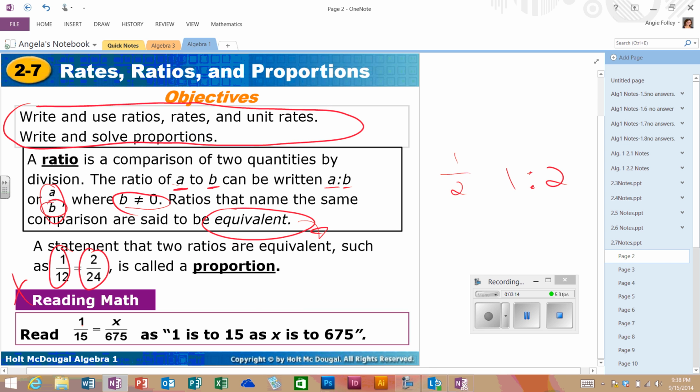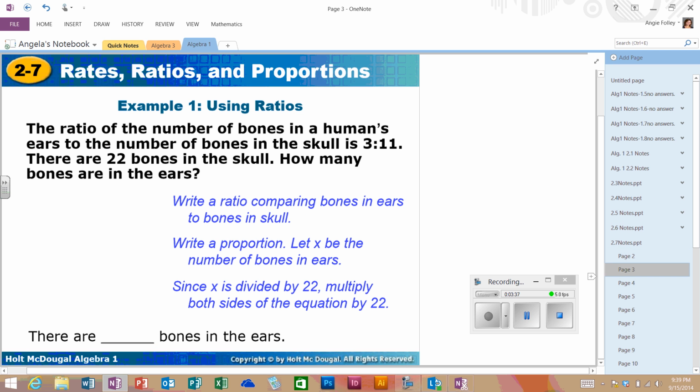If I need to read a proportion, so let's say I have this proportion set up. Proportions have two fractions equal to each other, or two ratios equal to each other. I would read this as 1 is to 15 as x is to 675. So those are just ways to know how you should say it out loud.